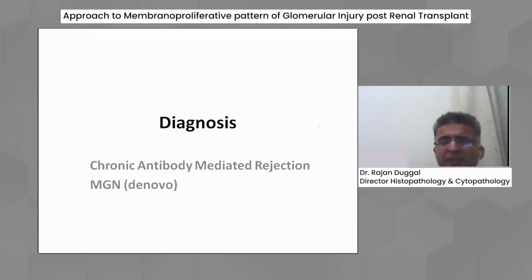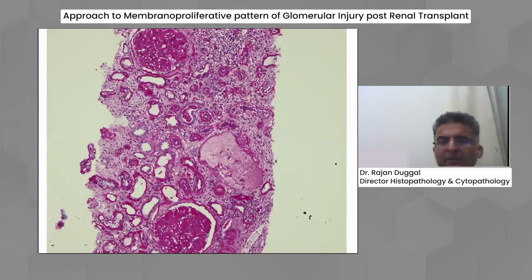Now, when you have to make these kinds of diagnoses, you require immunofluorescence as well as ultrastructure examination or electron microscopic examination. Otherwise, you will miss some of these diagnoses. Now, this is another case. I just want to show you some images: this glomerulus is mostly sclerosed.